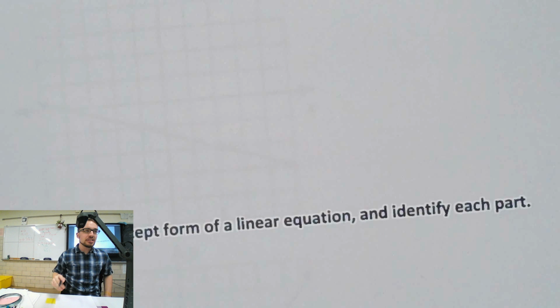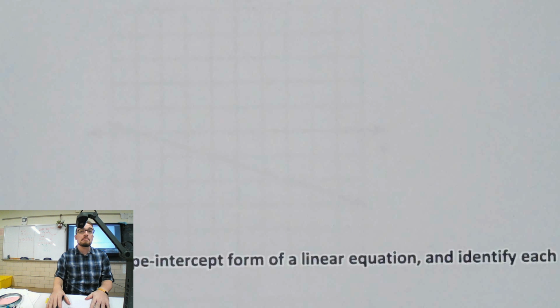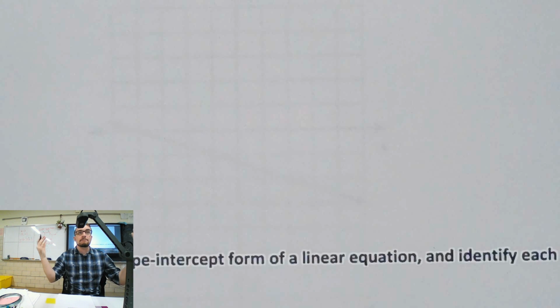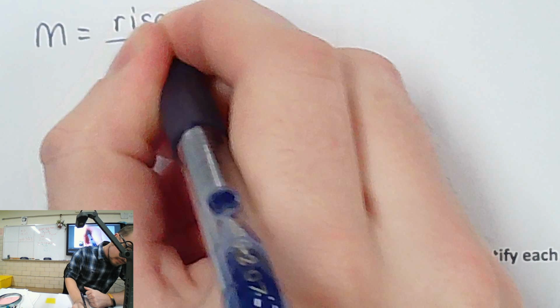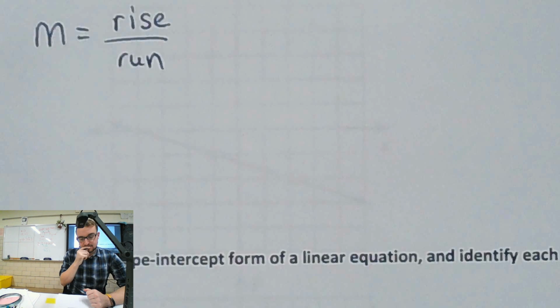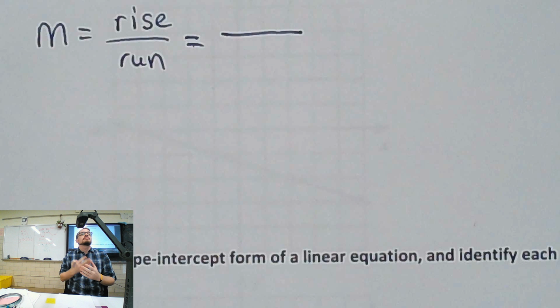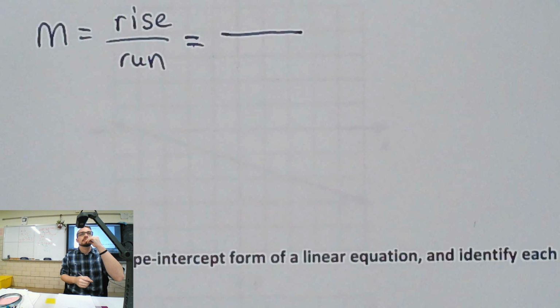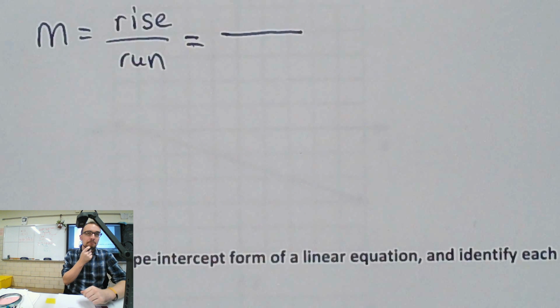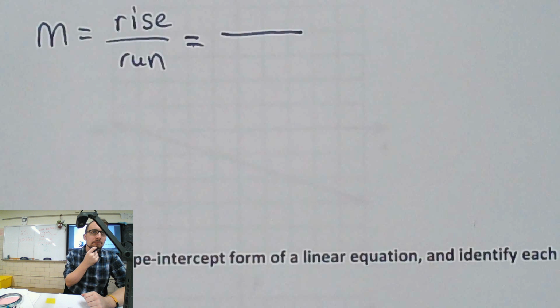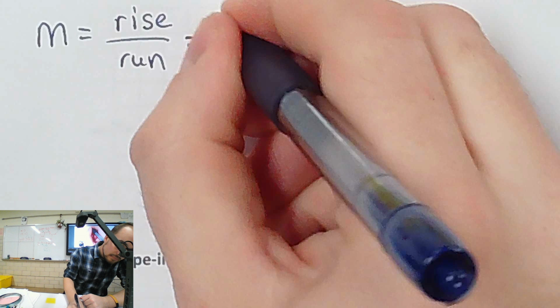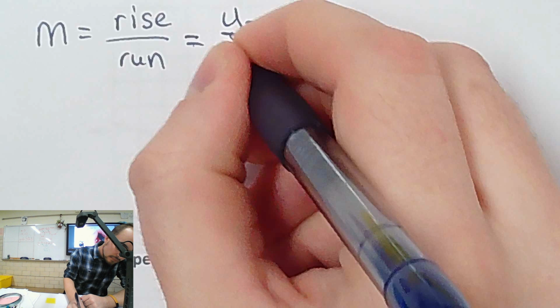What is slope? Rise over run. What is the rise? What does it mean? Up, down. It's y2 minus y1.